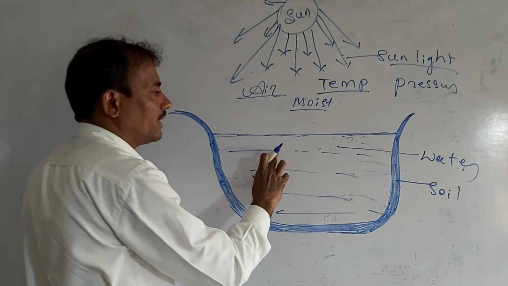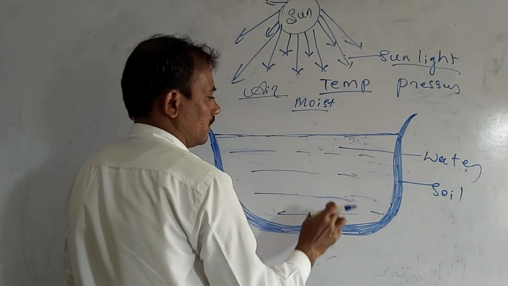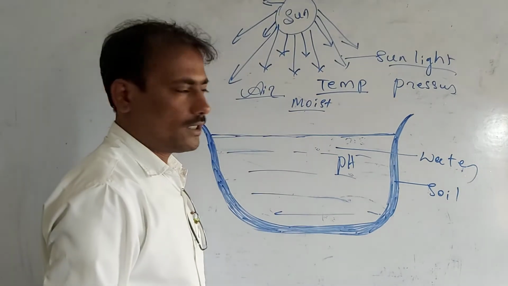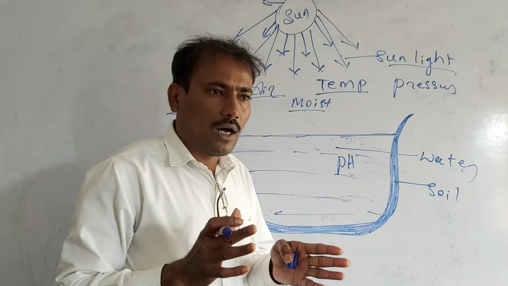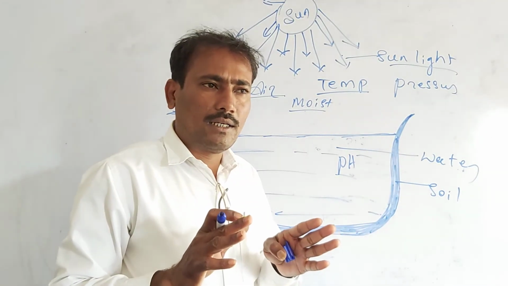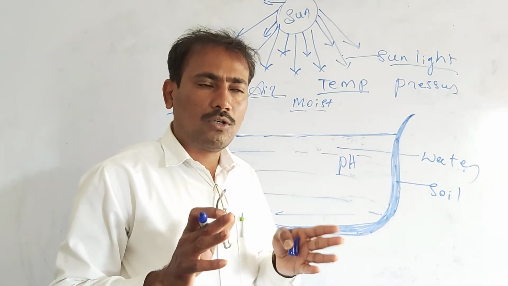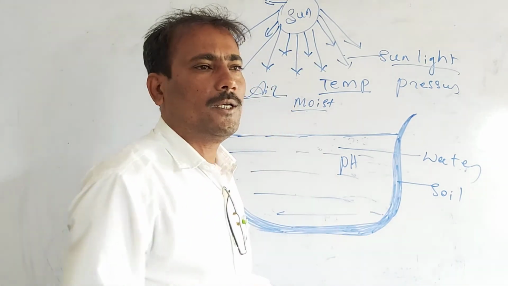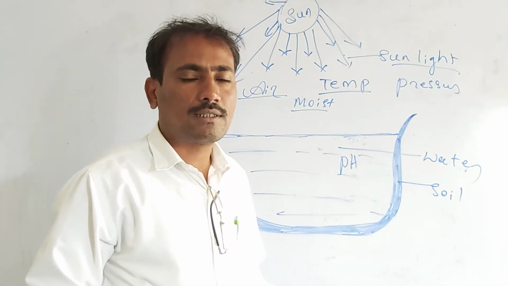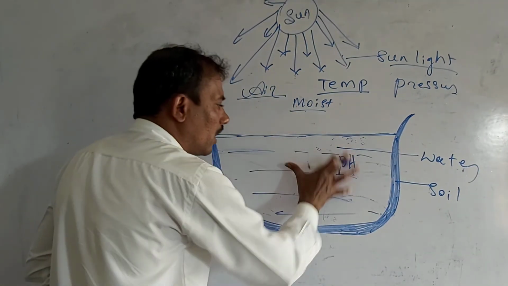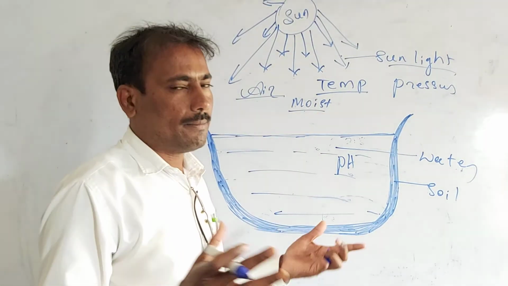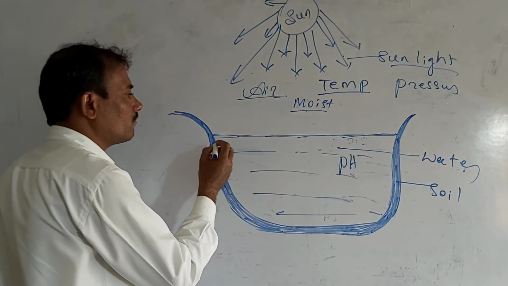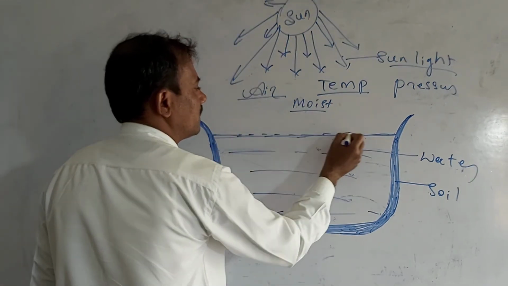Okay, the water, the soil, the pH of the water is very important. If a slight alteration of the pH of the pond water occurs, it definitely affects the existence or the survival of all the aquatic living organisms, maybe the plants, animals, or any other aquatic animals.